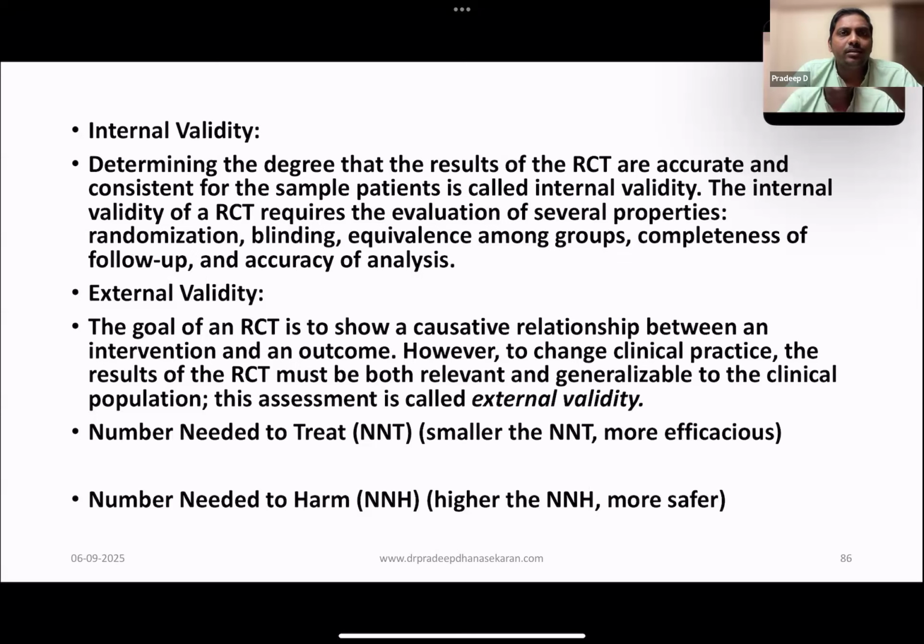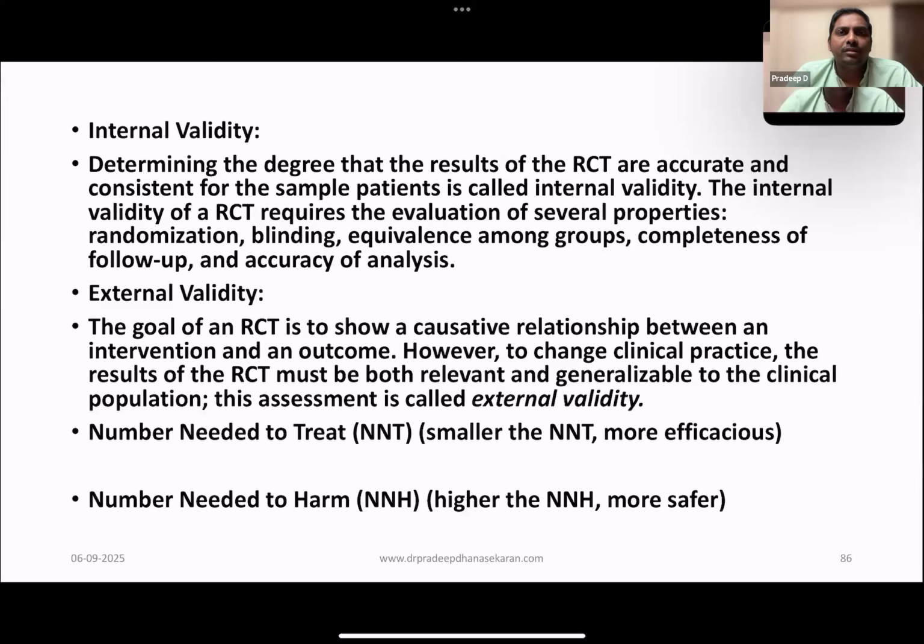To prevent one death, you need to treat 20 patients. That is an achievable number. That means that intervention is efficacious. Numbers needed to harm. Higher the numbers needed to harm, the safer the intervention. For example, you are using a chemotherapy drug. When the numbers needed to harm to achieve the effect as mentioned in the study, this chemotherapy drug has resulted in an absolute survival benefit of 6%.